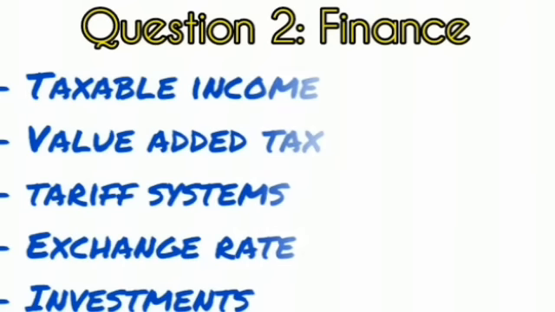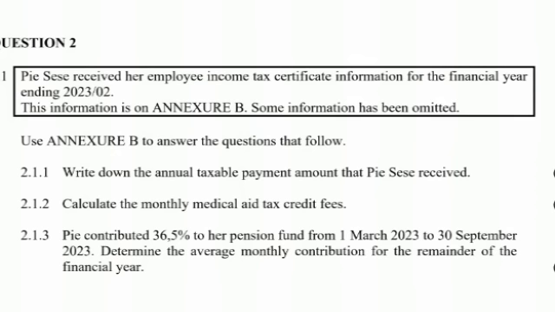Question 2, we are dealing with finance and we are looking at different types of topics that fall under the main topic of finance, and that is taxable income, value-added tax, tariff systems, exchange rates, and investments. So in investments, we are looking at your compound and simple interest, and a variation of that could also be a loan. So if you don't have an investment, you might have a loan dealing with simple or compound interest.